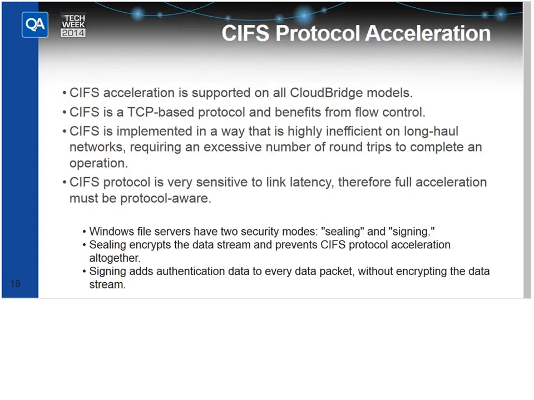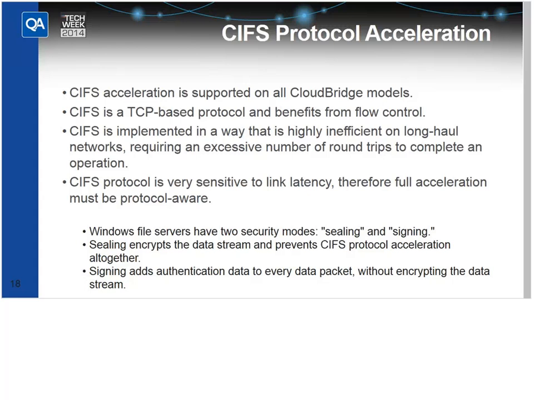We have CIFS protocol acceleration, last but one, supported on all CloudBridge models, as you can see. TCP-based protocol flow control is implemented in a way that's highly inefficient and long haul. So CIFS, our Microsoft traffic, our regular day-to-day Windows-based traffic, is not that brilliant across high distance network connections. If you've got legacy environments, legacy links, they really can struggle. And especially earlier versions of Server Message Block connections really do send tiny amounts of data. They're going to send 64K worth of data and wait for that to finish, then go and retrieve the next 64K of data, wait for that to finish, go and retrieve the next 64K. And that can really take quite a bit of time.